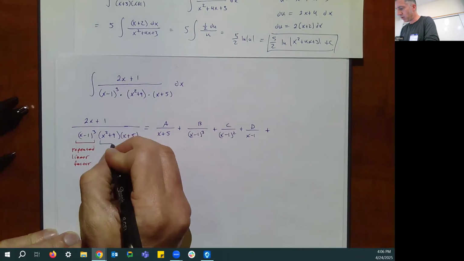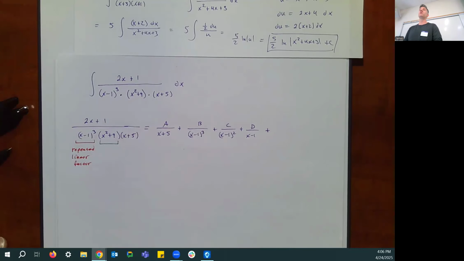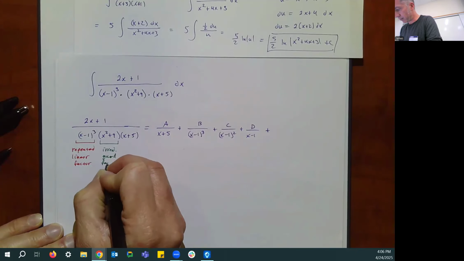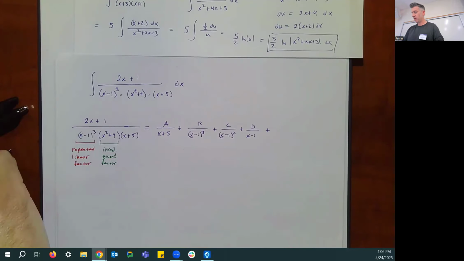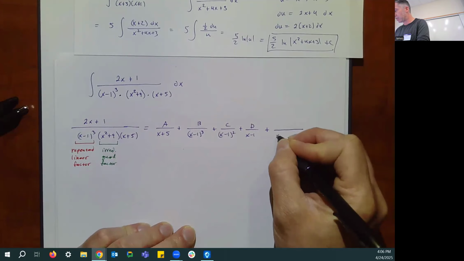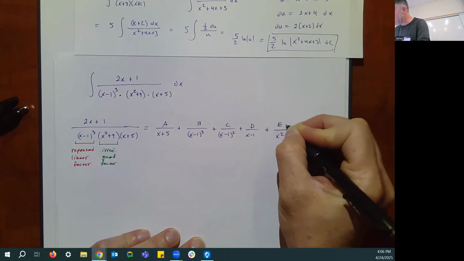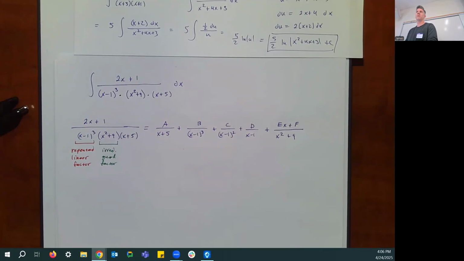Finally, this piece here is called an irreducible quadratic factor. You should think of it as a parabola that does not cross the x-axis. This parabola has no zeros. You couldn't factor it. It's an irreducible quadratic factor. For the irreducible quadratic factor, you don't just get a constant divided by x squared plus 9. You have a linear function as your numerator, meaning you have an E times x plus F. Kind of gross, but it's necessary.